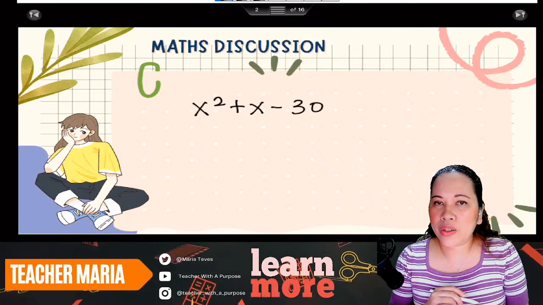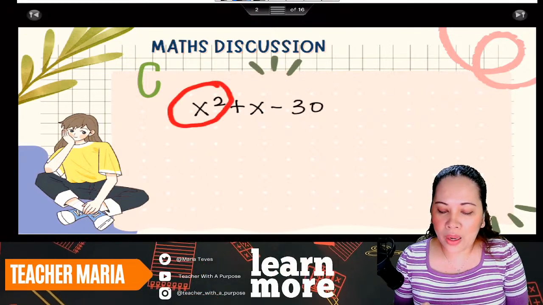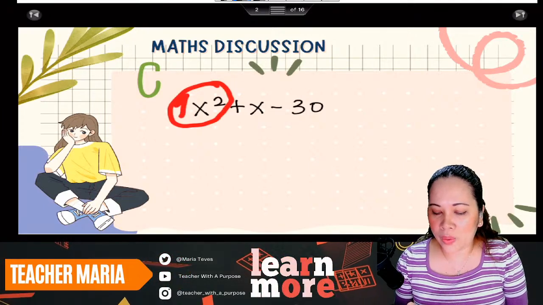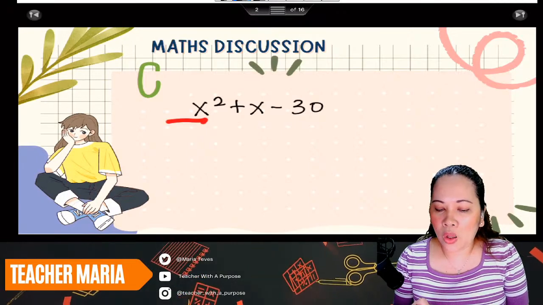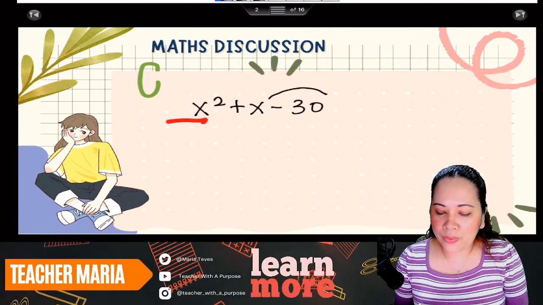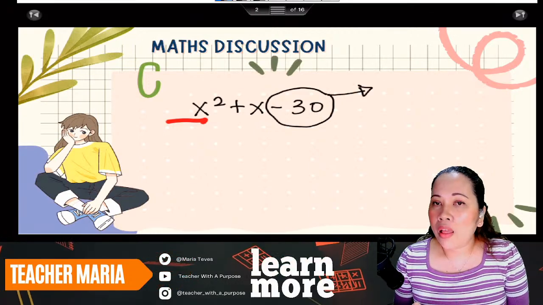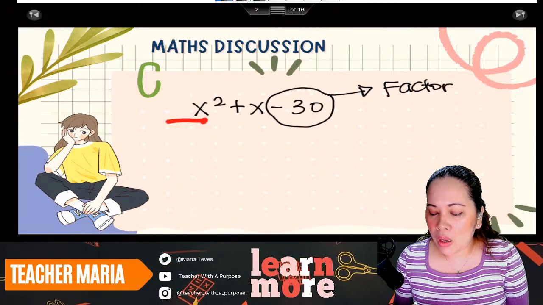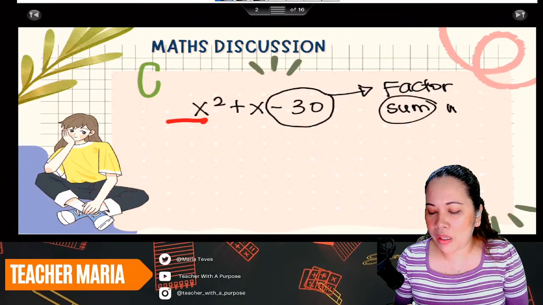Now, when you factor a quadratic expression where your x squared has a coefficient of 1, all you need to do is find the factors of the last term where the sum of them is the middle term.